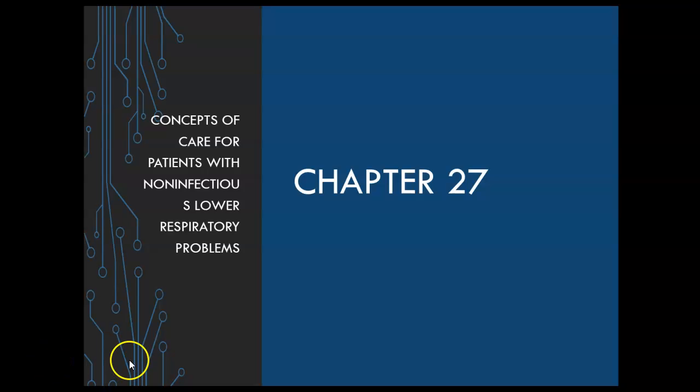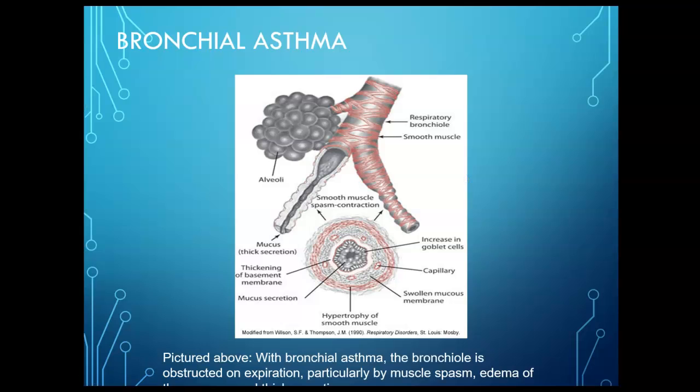Okay, let's do a quick review of some of the respiratory problems in chapter 27. So first up is asthma. And this is just a picture to kind of review some of the pathophysiology. This is thought to be like an allergen-antigen mediated response.